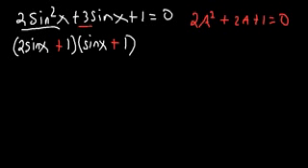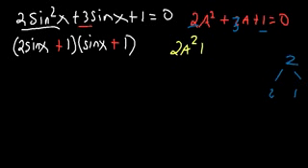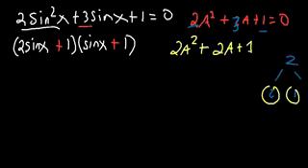Now what you got to do is multiply the first and the last coefficient. 2 times 1 is 2. Then you need two numbers that multiply to 2 but add to the middle term, which was supposed to be 3. 2 times 1 is 2, 2 plus 1 is 3. Next, replace the middle term, the 3a, with these two, 2a plus 1a. Notice that 2a and 1a adds up to 3a.